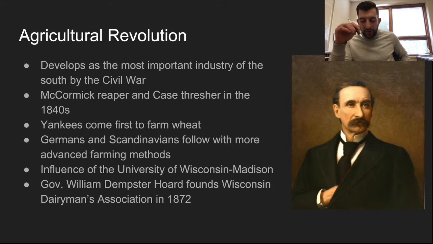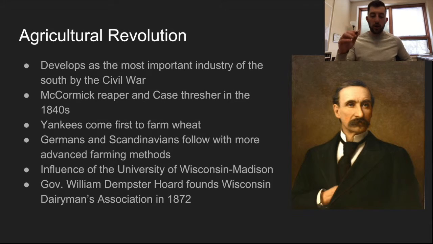Okay, so by the later 1800s, the wheat industry starts to get replaced with the dairying industry, and one of the big influences behind the switch to dairy was actually the University of Wisconsin-Madison, which was looking at the problems created by the over-farming of wheat and trying to figure out smarter ways to use that land. And of course, dairying is a very sustainable use of farmland.